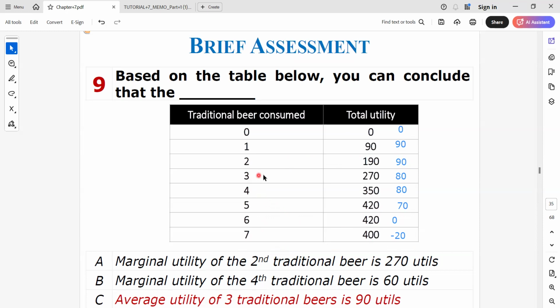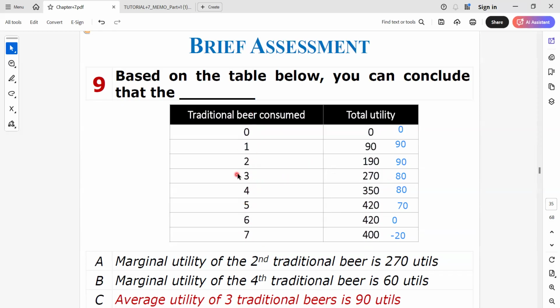And here it's 420. The average utility of three traditional beers is 90 utiles. Oh, the average. So how do you calculate the average, guys? You take your total utility and divide by your units. So let me see. If I say 270 divided by 3, it's 90. Remember, guys, when you're calculating your average utility, you don't add all your units. They said the average utility of three traditional beers.